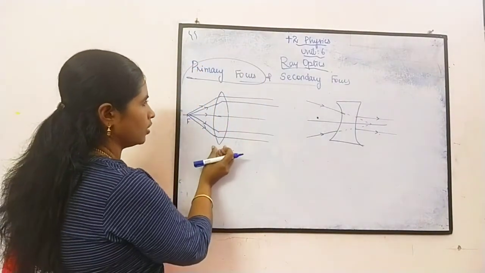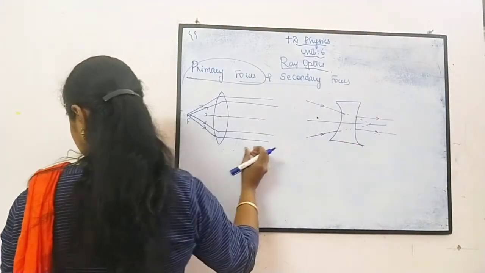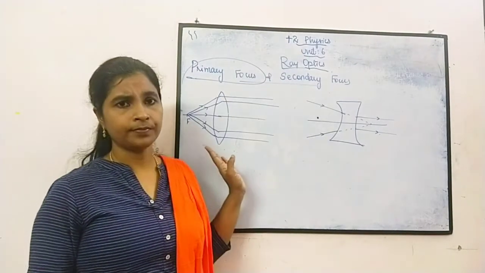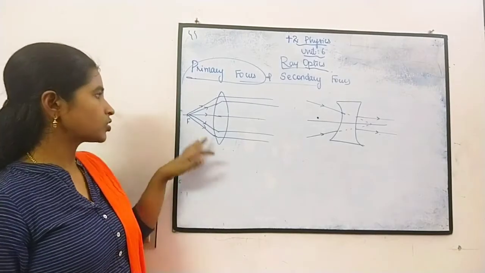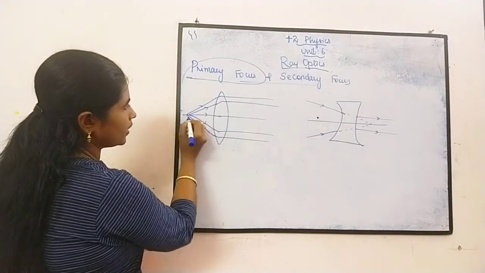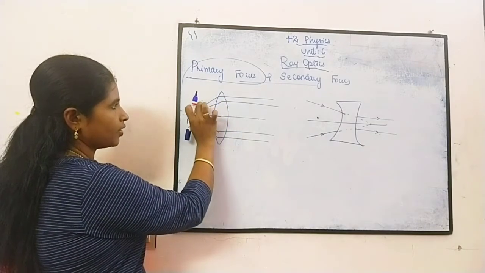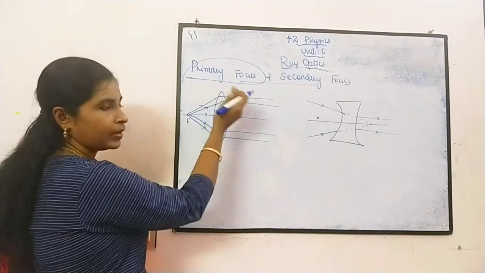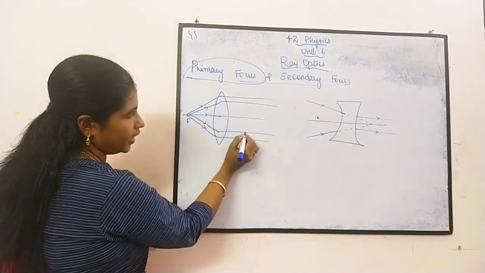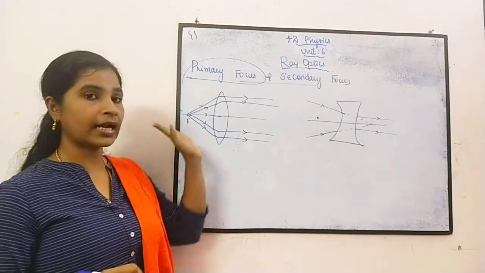This is a convex lens and this is a concave lens. Suppose the rays are coming like this. Since they are going from air medium to glass medium, we know that they will get refracted. After getting refracted, see what is happening: it is emerging parallel to the principal axis.